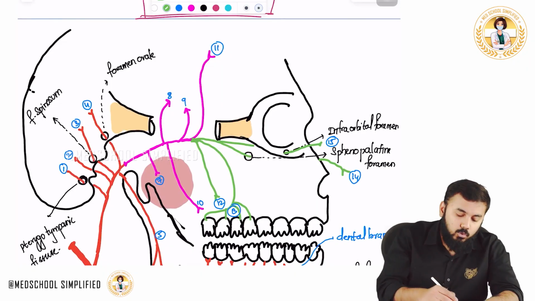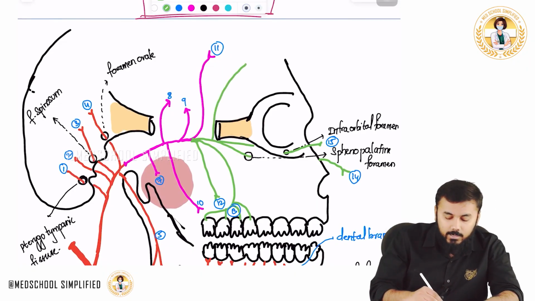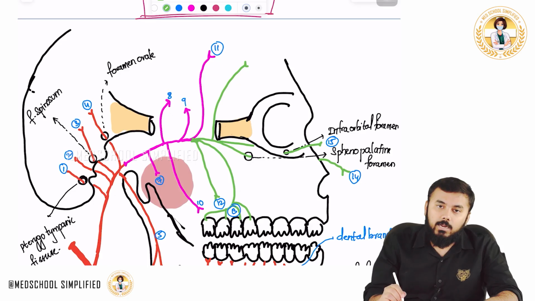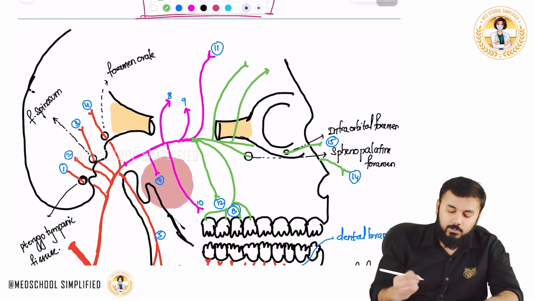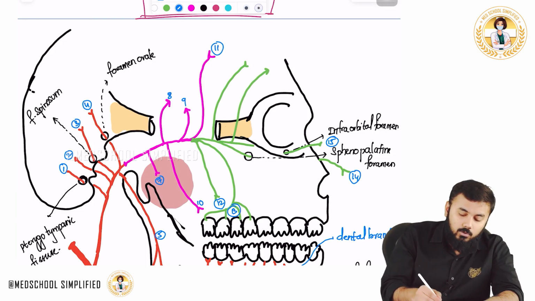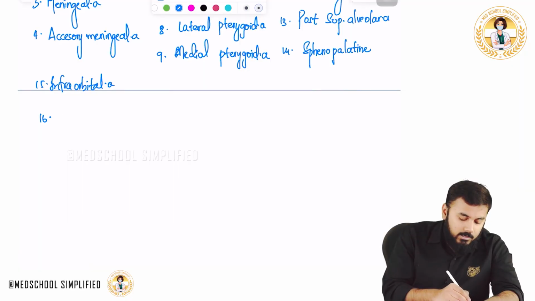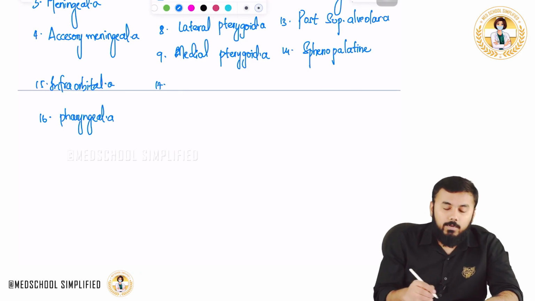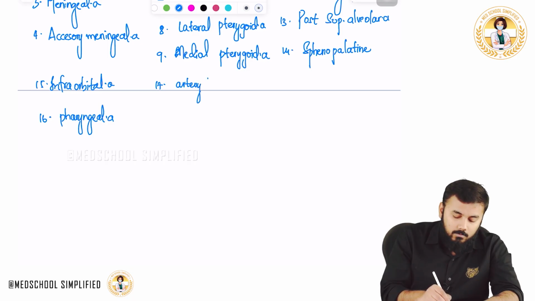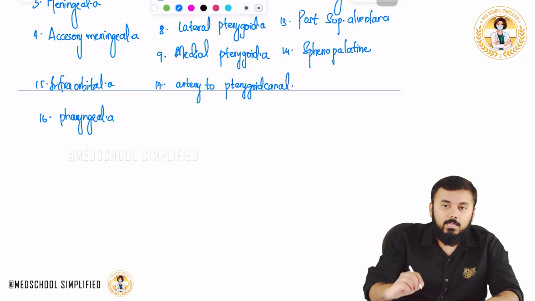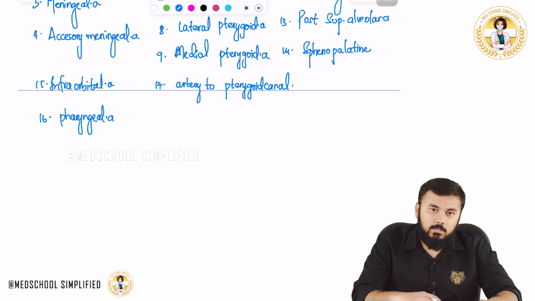Next, you have got last two important arteries. See, one artery which is going up, this is called as pharyngeal artery. Next, another artery that is going up, this is called as artery to pterygoid canal. So let us write it as 16 and 17. One is called as the pharyngeal artery, and artery number 17 is artery to the pterygoid canal. So these are the 17 arteries which you can see over here.